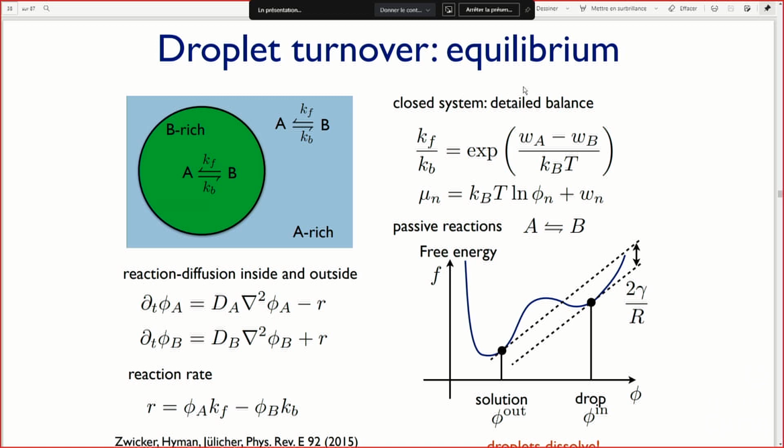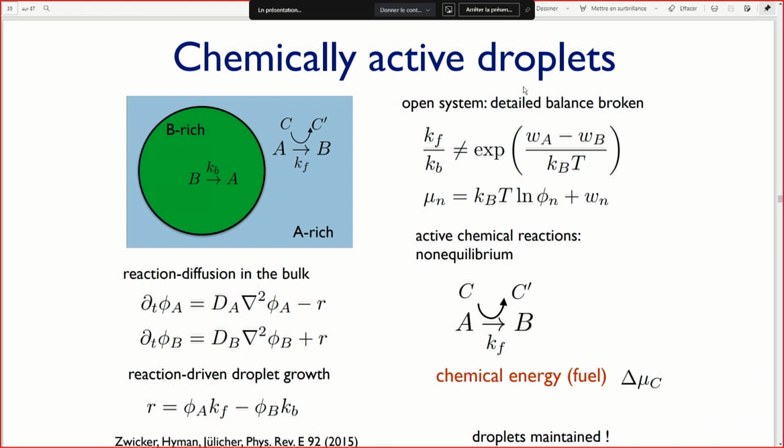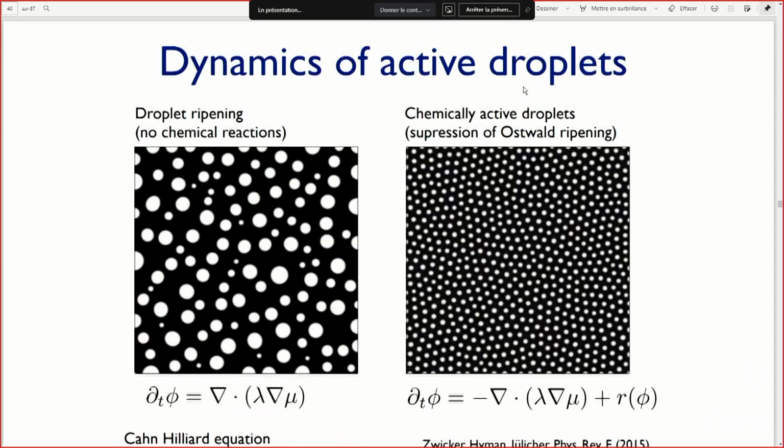But by keeping the system outside of equilibrium, by adding this idea of a chemical fuel, where the reaction between A and B is driven by some other components, you can think of ATP, ADP hydrolysis, which effectively breaks the detailed balance condition for these forward and backward rates, then droplets can persist. So one can generate a situation of stable droplets out of equilibrium, which would not happen at equilibrium because of this chemical reaction.